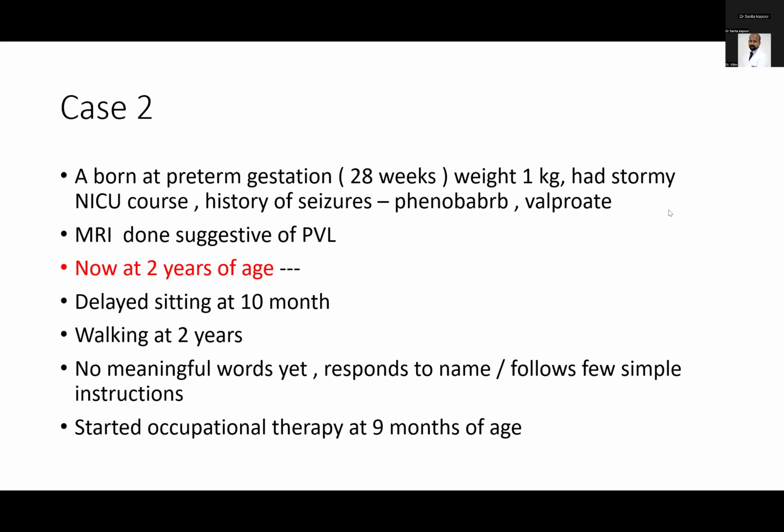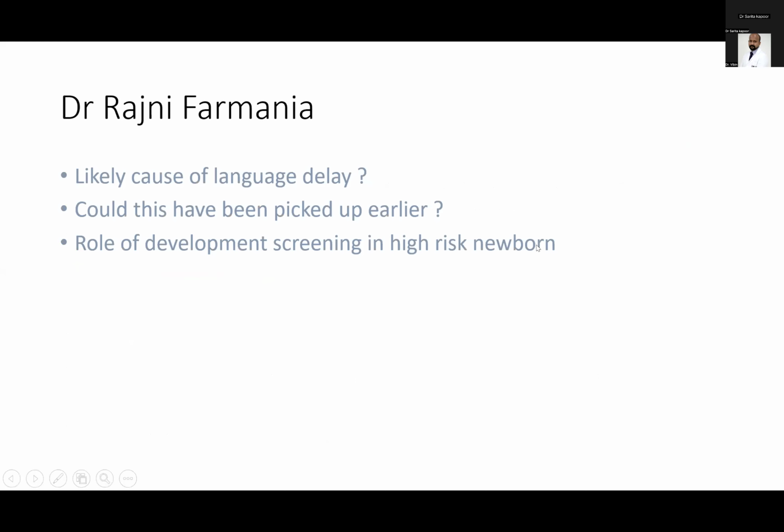So I would like to ask Dr. Rajni, our pediatric neurologist, about this case: what could be the likely cause of language delay in this case, could this have been picked up earlier, and could you elaborate a bit about developmental screening in high-risk newborns? Dr. Rajni?